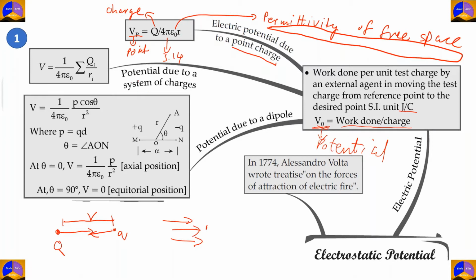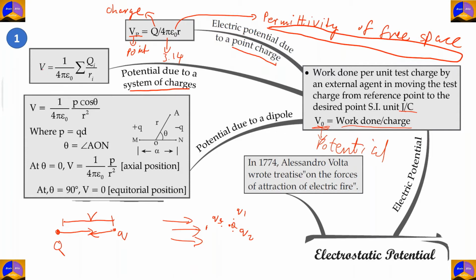Let's look at the next scenario. Electric potential due to a system of charges. So over here, instead of one charge, capital Q, we have small charges such as Q1, Q2, Q3, and then we have a test charge, capital Q. So what is the electric potential experienced by this charge Q? It is given as V is equal to 1 by 4 pi epsilon naught sigma Qi by Ri.